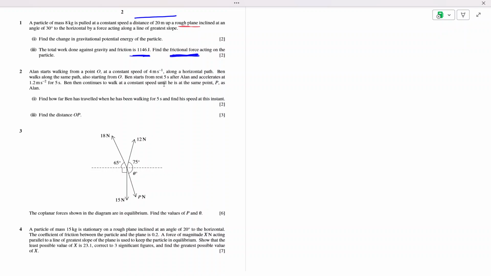Part 1 reads, find how far Ben has traveled when he has been walking for 5 seconds and find his speed at this instant. Okay, so I'm going to draw a graph to show you the scenario that we have here. I'm going to draw a VT graph, a velocity time graph.